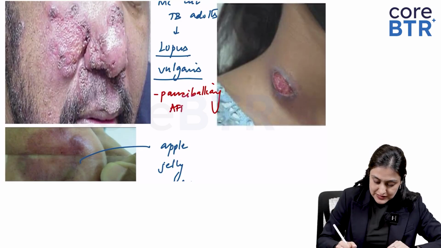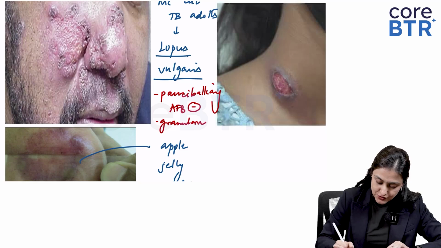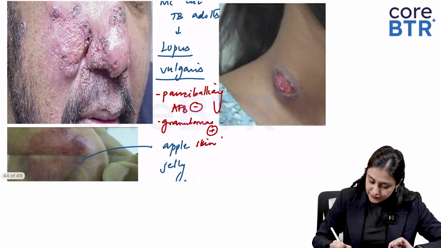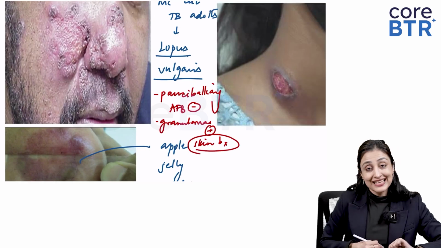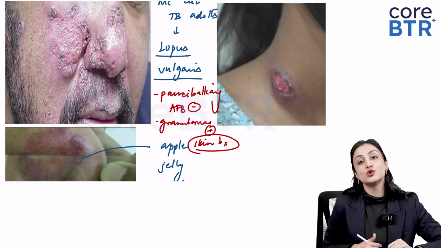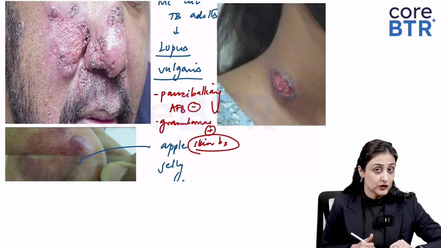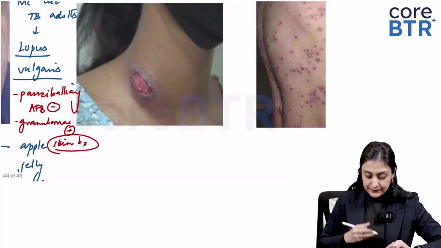No, I am not going to see acid fast bacilli. What I am going to see are granulomas, right? So the investigation of choice for cutaneous TB is skin biopsy, but that's to look for granulomas, not the bacilli, right? So that's one.